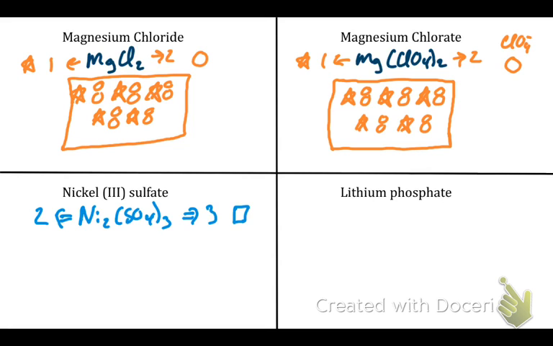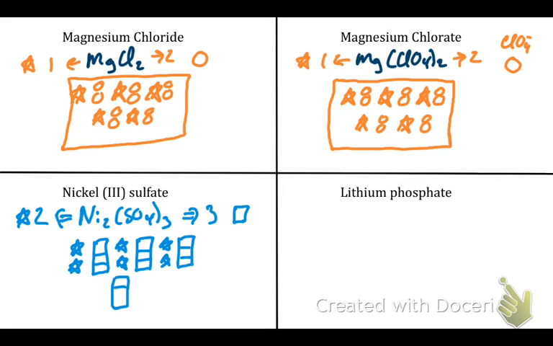Okay, and on this side over here, let's keep ourselves as quick as we can, and let's use star, because star and box look different. Okay, so I need 2 nickels, so I go nickel, and I go nickel, and then I need 3 boxes, so I go like this. So this is what the crystal lattice would look like for a nickel 3 sulfate. Notice it's a ratio of 2 to 3, which is easy to see if you look at the picture.